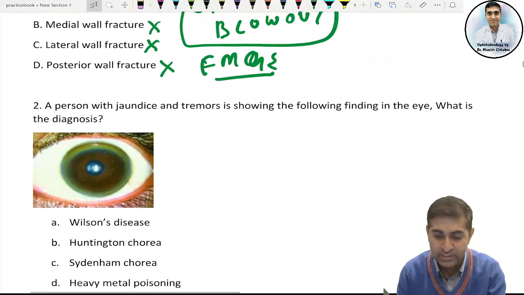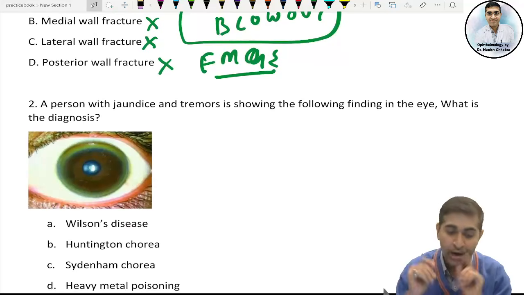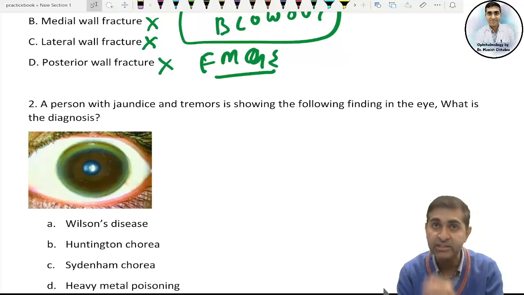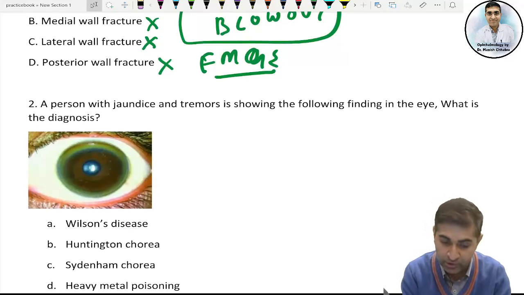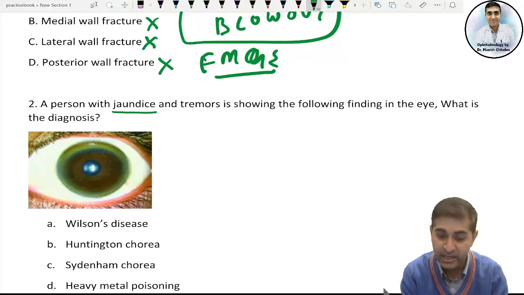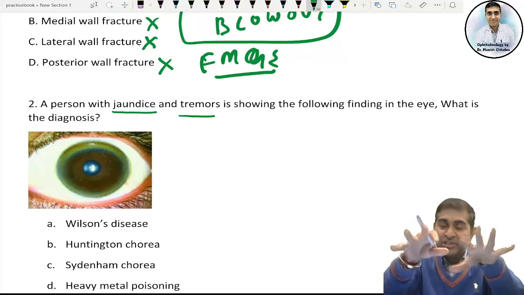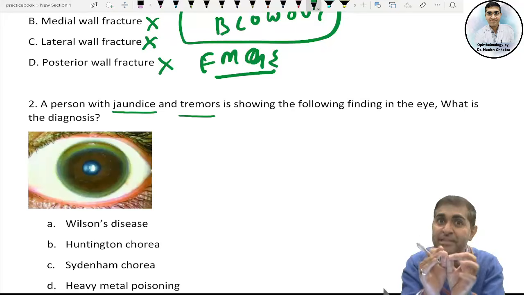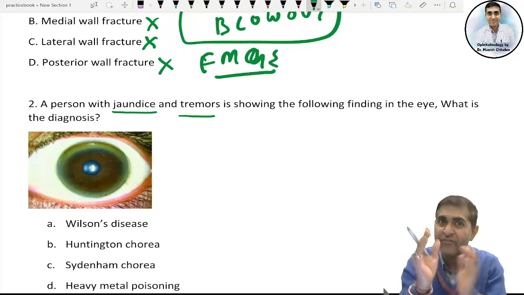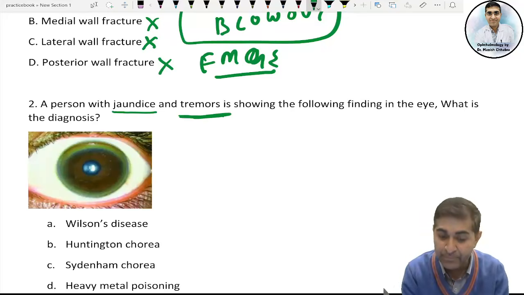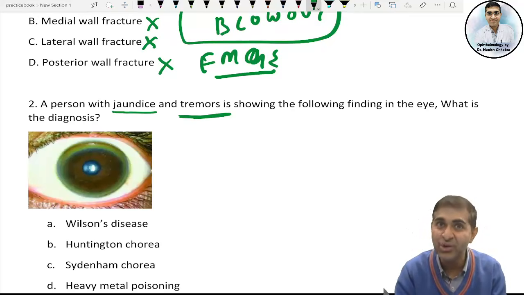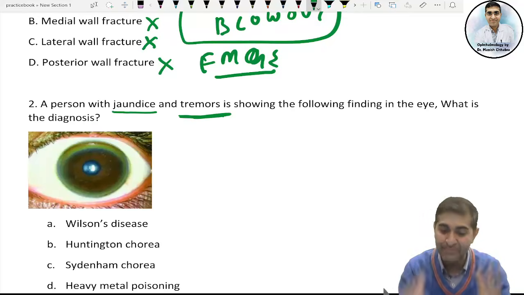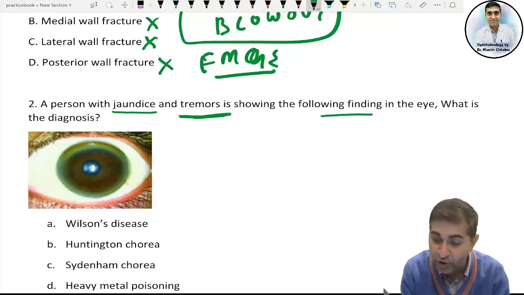Coming over to the second question. So a person with jaundice. First, let's underline the keywords. So the person is having jaundice and tremors. They have not specified which form of tremors, but if we connect the dots, tremors which are seen in jaundice, in liver disease, are generally flapping tremors, right? Is showing the following finding in the eye.